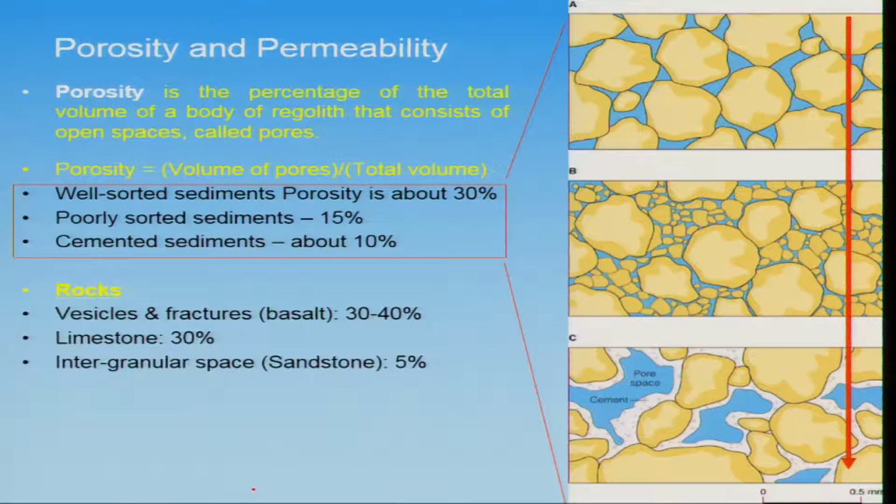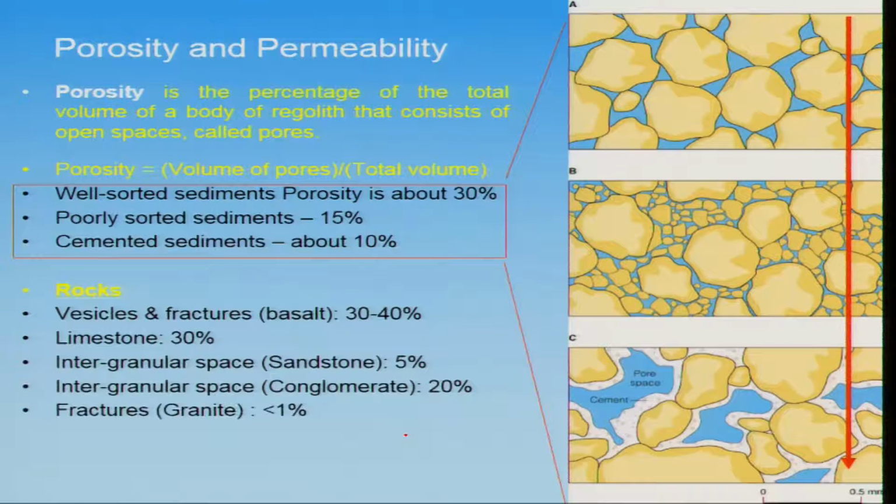porosity. Then if you have intergranular space in the rocks, for example, sandstone will have a little less because it will be cemented, but if you have conglomerate, then you will have a little bit higher porosity. And then fractured granite will have less, because granites are massive rocks. Okay. So, this is one of the important parameters which one should consider when talking about groundwater.